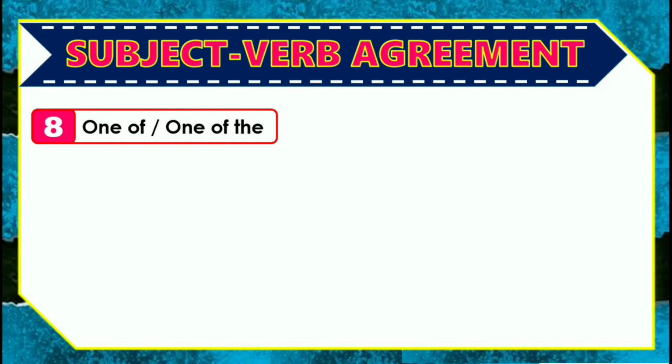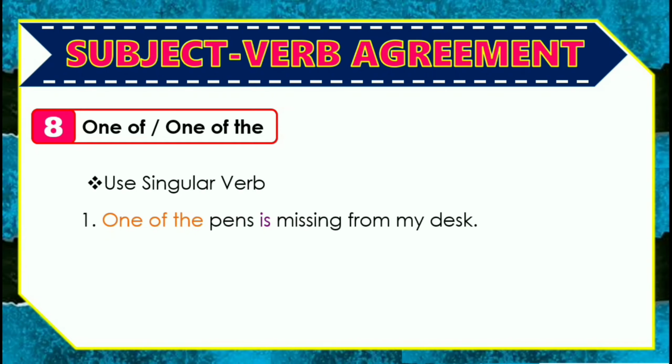Another expression is one of or one of the. Use a singular verb. For example, one of the pens is missing on my desk. The expression is one of the, so you have is as our verb. Now, you might get confused because you have a plural noun. Yes, you have a lot of pens on your desk, but you just missed one pen. So in other words, you are just talking about one pen. So that makes it singular.